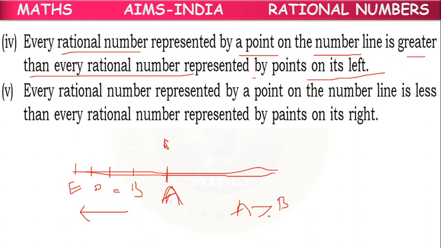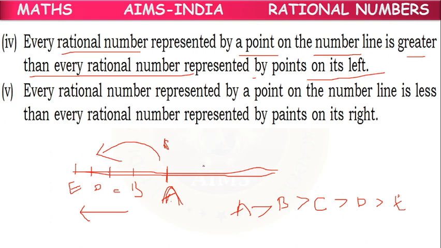So C is to the left of B. So B value is greater than C. C value is greater than D. D value is greater than E. So each and every point on the number line will be greater than its left side values.